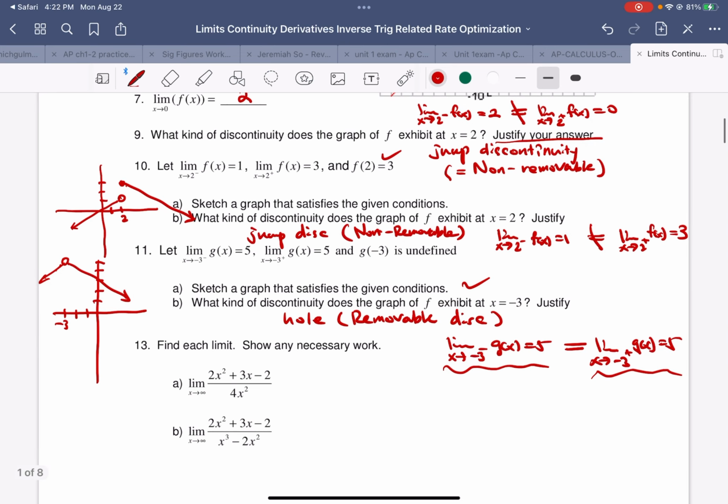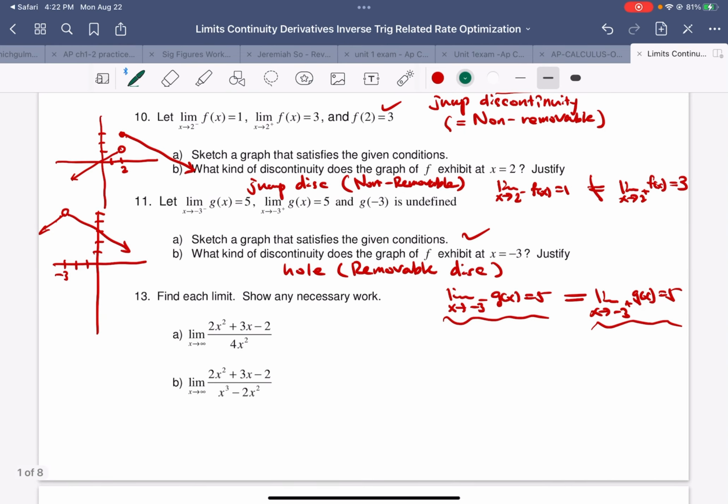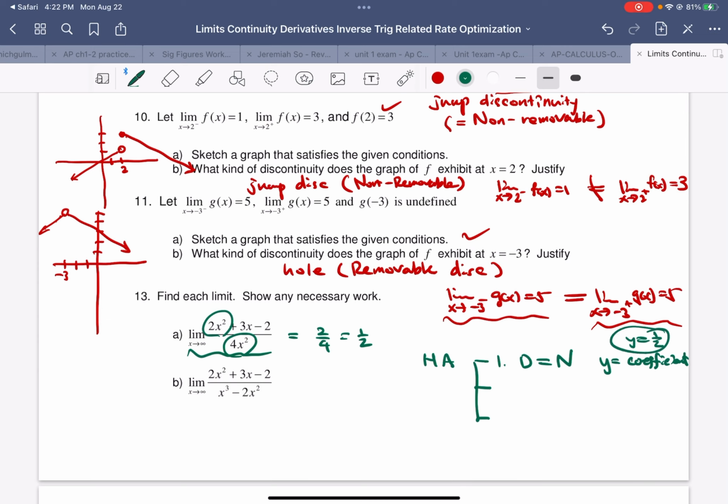Okay. Now next, find each limit. Show necessary work. So this is like a horizontal asymptote. For horizontal asymptotes, you have 3 scenarios. Number 1, let's say the denominator and numerator have the same power, like here. Then y equals the ratio of coefficients of the highest power terms. So in this case, right here, that's 2/4, 1/2. So in this case, your horizontal asymptote is y equals 1/2.